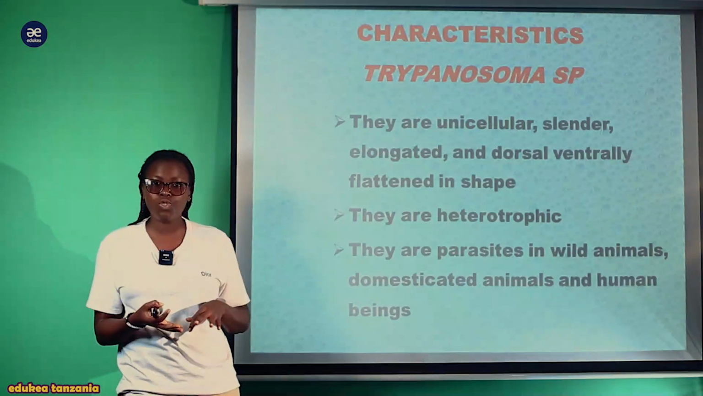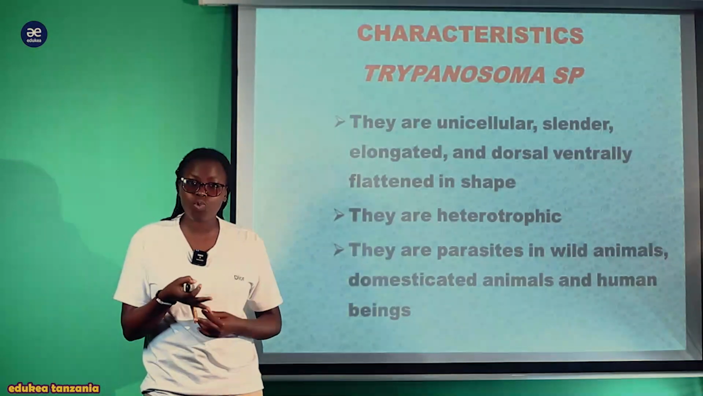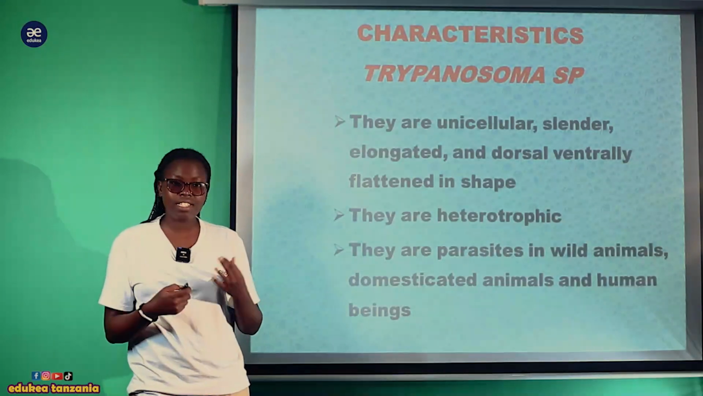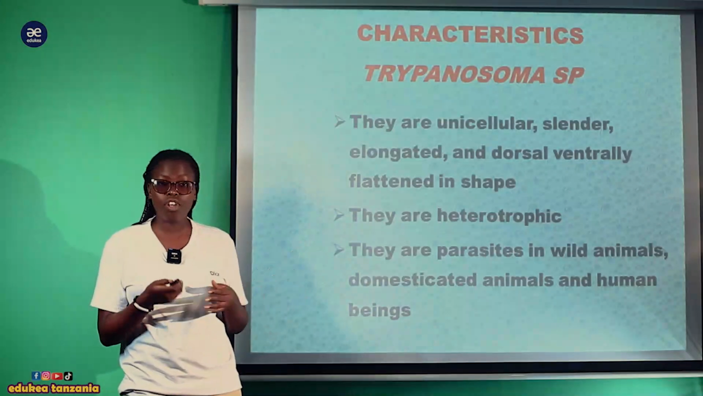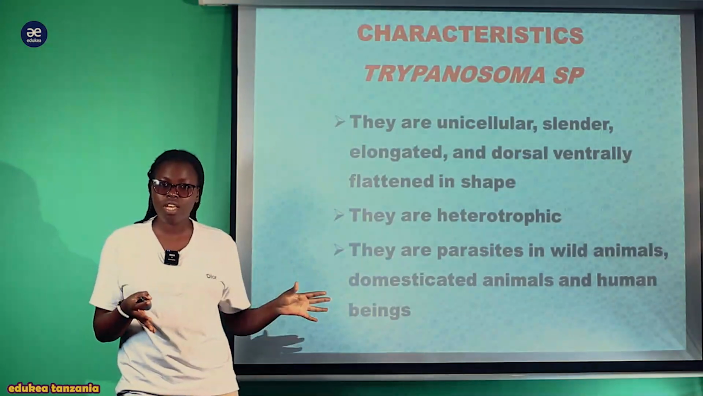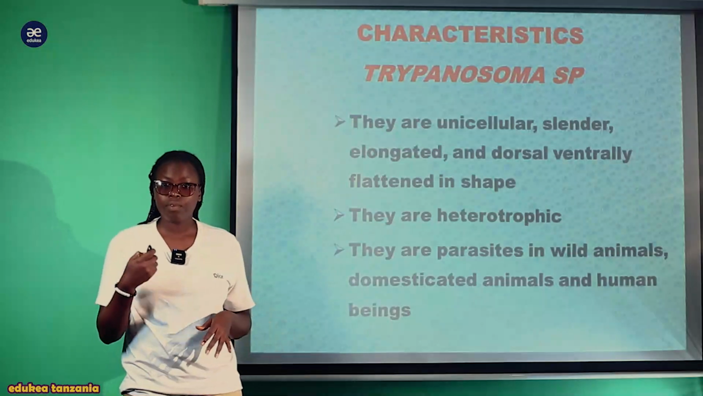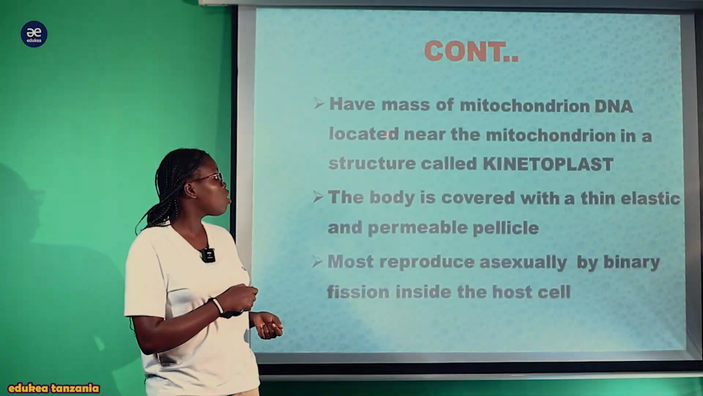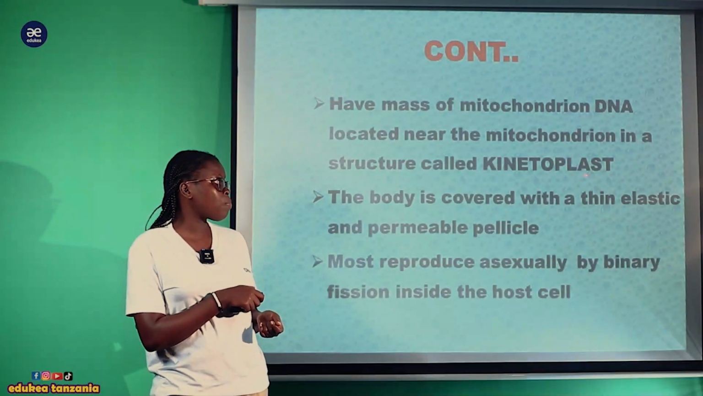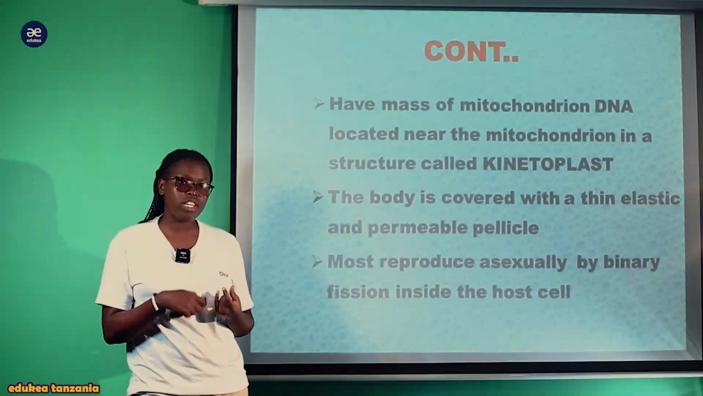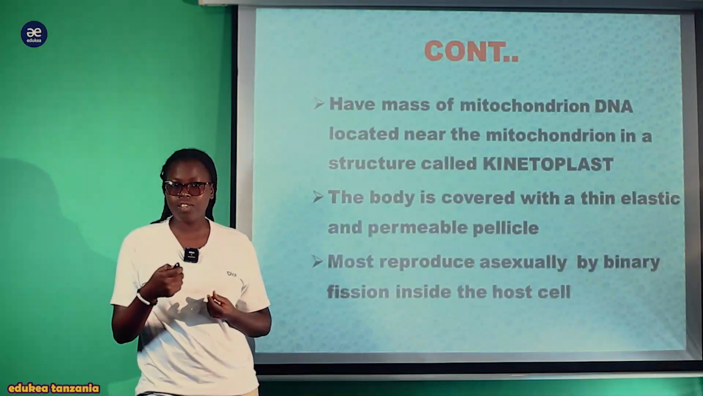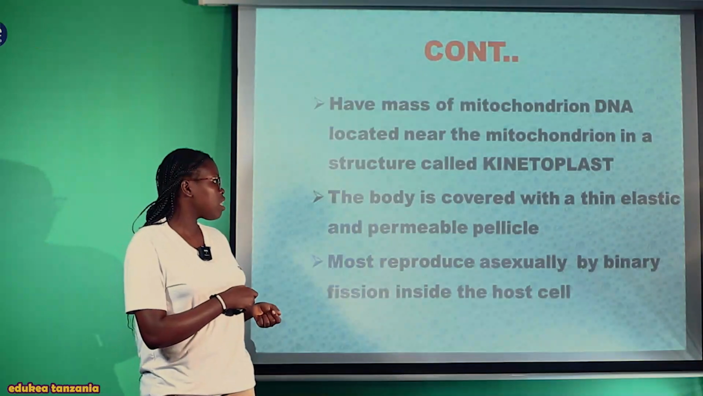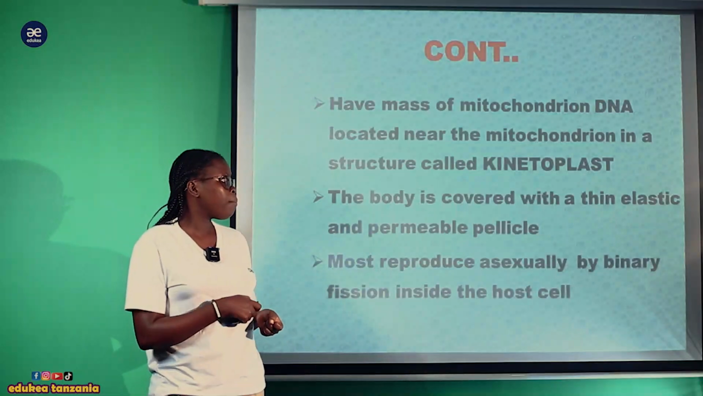Vile vile hata Trypanosoma species ni parasite, wanaweza kusababisha magonjwa kwa wild animals, kwa binadamu, vile vile kwa domesticated wanyama wa kufuga kama mbwa, na vile vile wanyama wa mwituni. So they are parasites to both kinds of organism. They have a mass of mitochondrial DNA located near the mitochondria in a structure called the kinetoplast. So within the kinetoplast you get the mitochondria. And mitochondria is the powerhouse of the cell, meaning that cell respiration takes place and produces energy for other bodily activity.